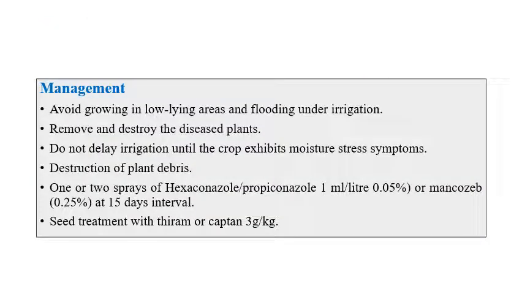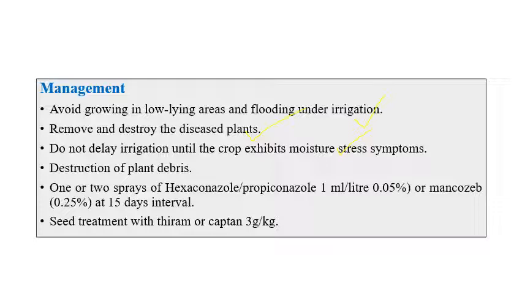So coming to the management aspects, avoid growing in low-lying areas and flooding under irrigation conditions, and remove and destroy disease-infected plants. Do not rely on irrigation until the crop exhibits moisture stress symptoms. So don't give irrigation until the crop shows a little bit of stress symptoms or the water requirement symptom. If they are there, you can provide irrigation. Up to that, don't provide any irrigation or any water.